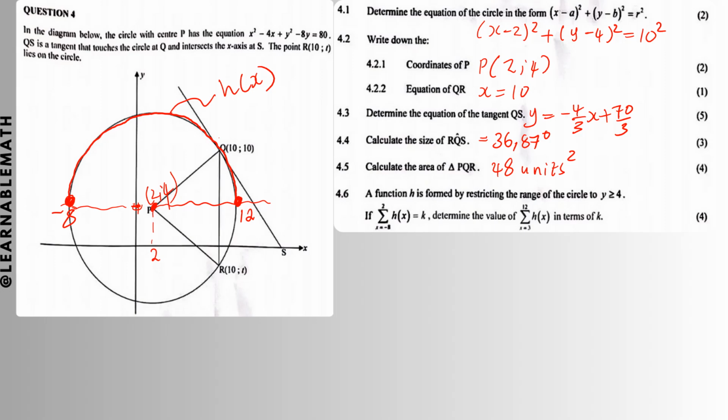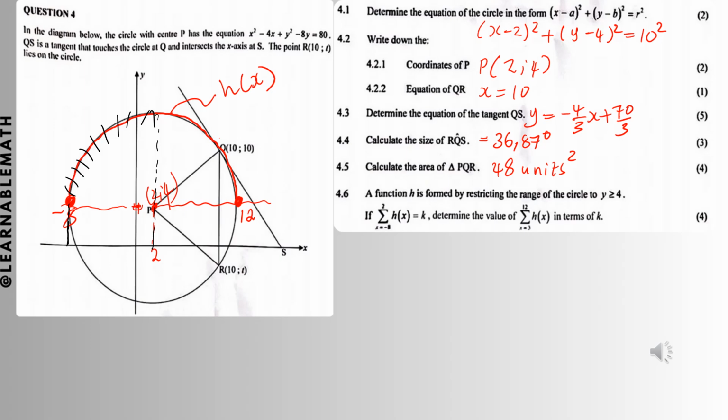What we know here is that the sum for x starting from minus 8 up until 2 of h of x, which is the sum of the y values of this new function highlighted in red, is equal to k. You recognize that from x equals minus 8, which I've put there for you, till x equals 2, the sum of all the y values will be equal to k.